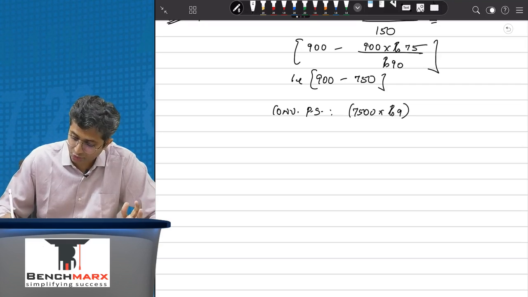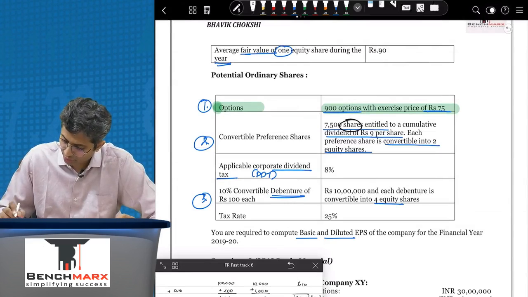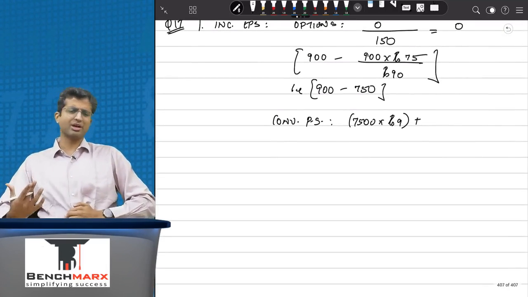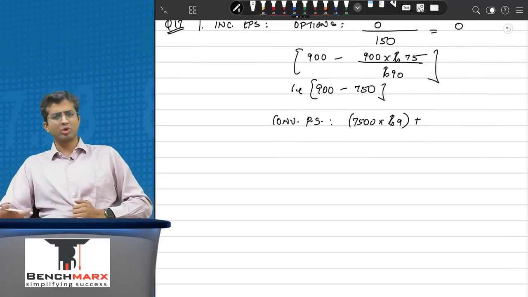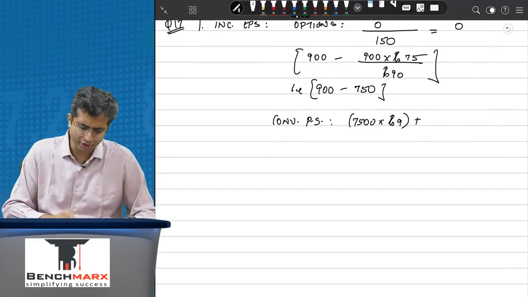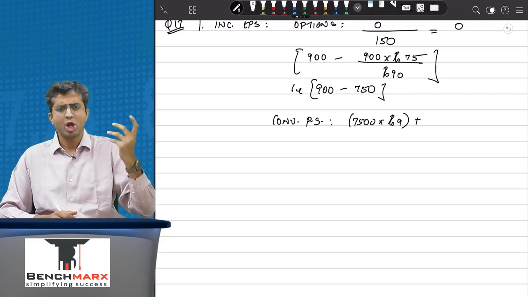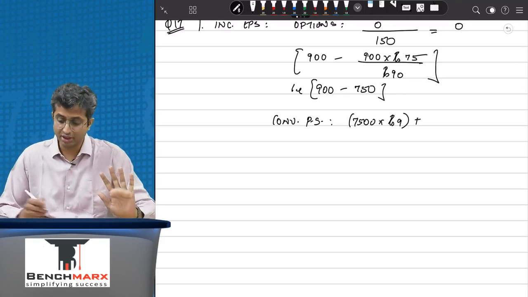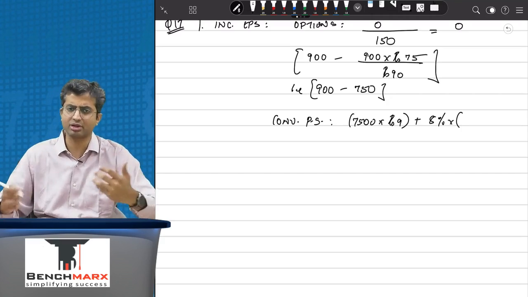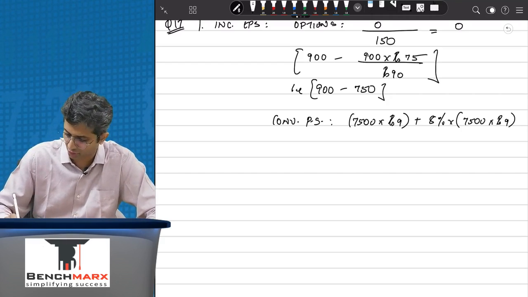7,500 into rupees 9 is a cost saving. However, there is also a DDT. Each preference share is convertible into 2 shares, but there's a DDT of 8%. Now, I'm aware that in income tax there are grossing up provisions also, but the Institute ignores grossing up for simplicity over here. It says if it is 7,500 into 9, that is 67,500, then 67,500 into 9% will be giving you the preference dividend. Having said that, as per the strictest provisions of the Income Tax Act, grossing up provisions can also become applicable, though we are not studying income tax law again.